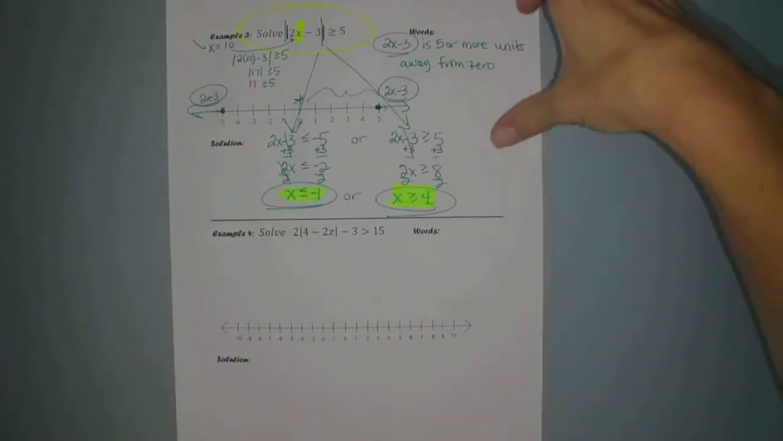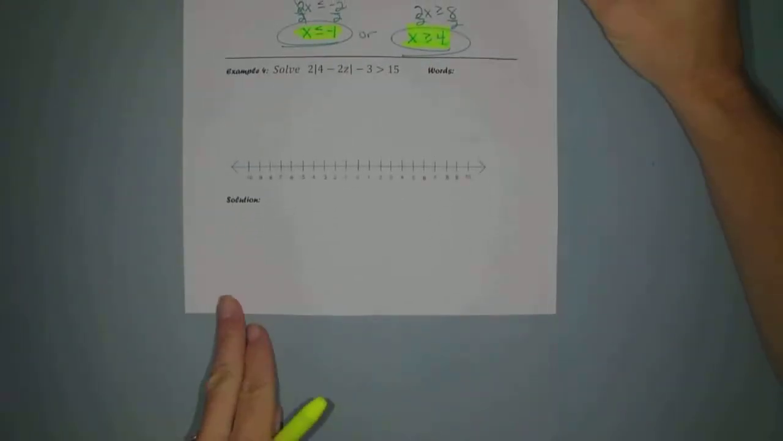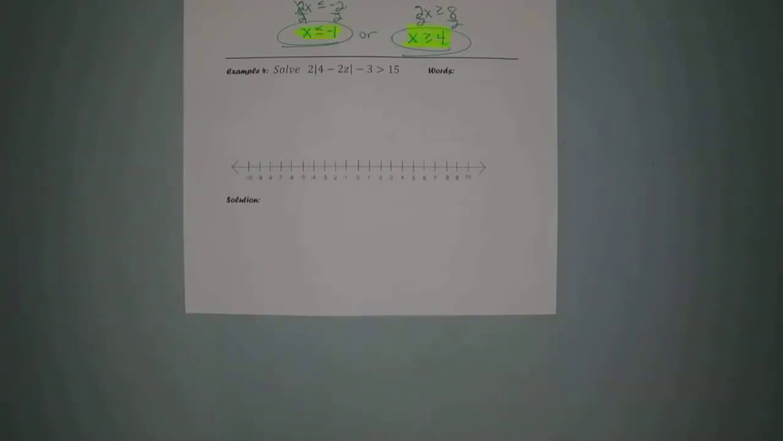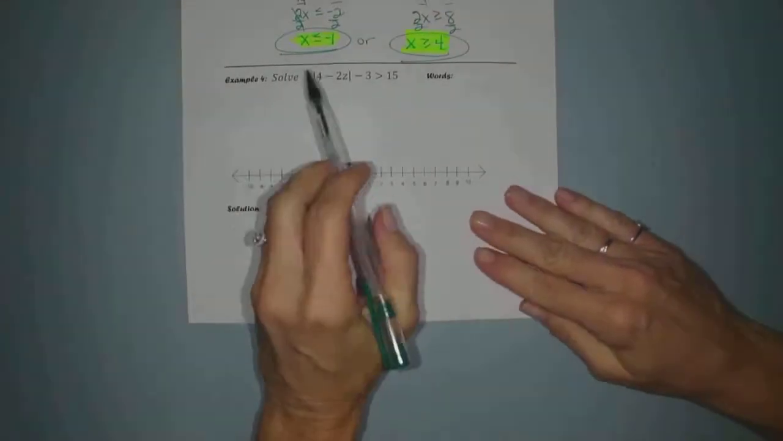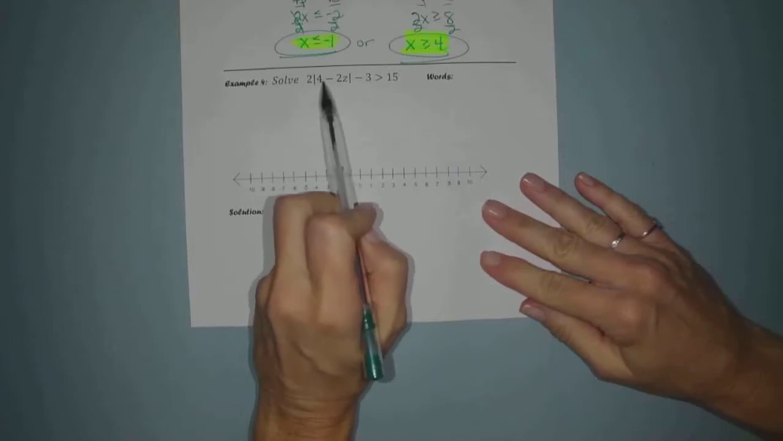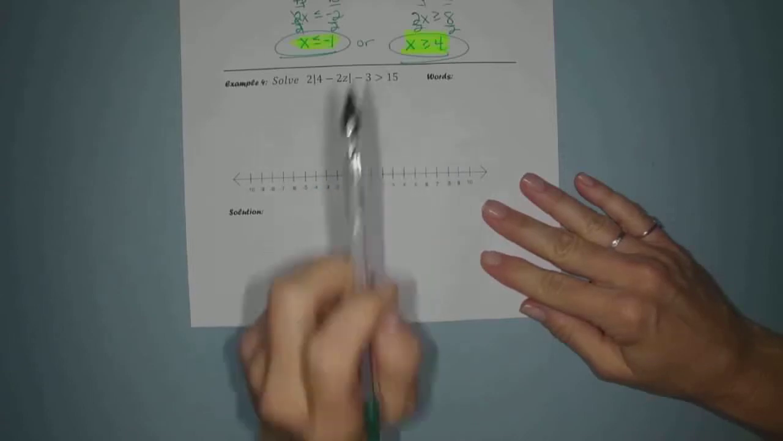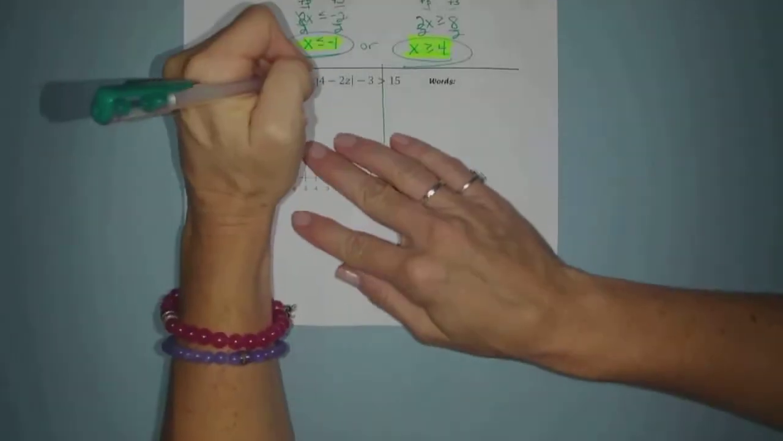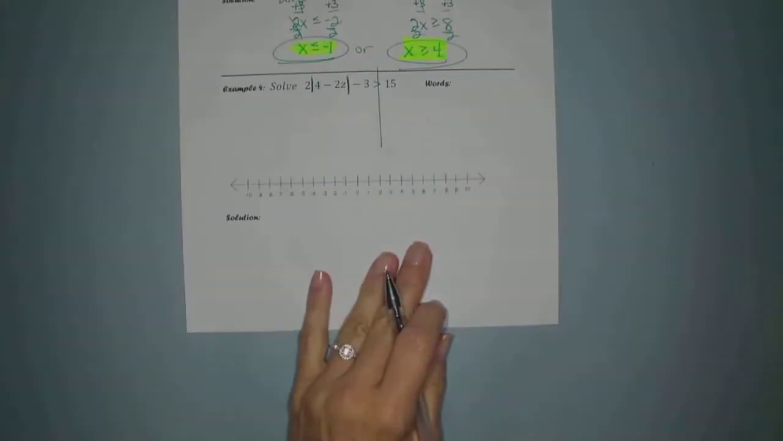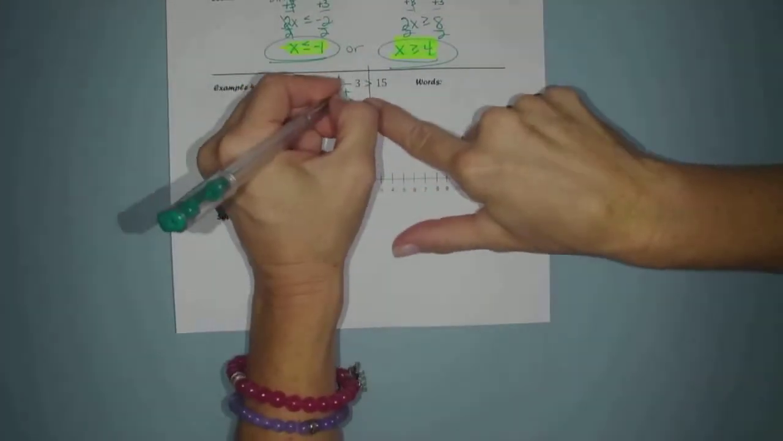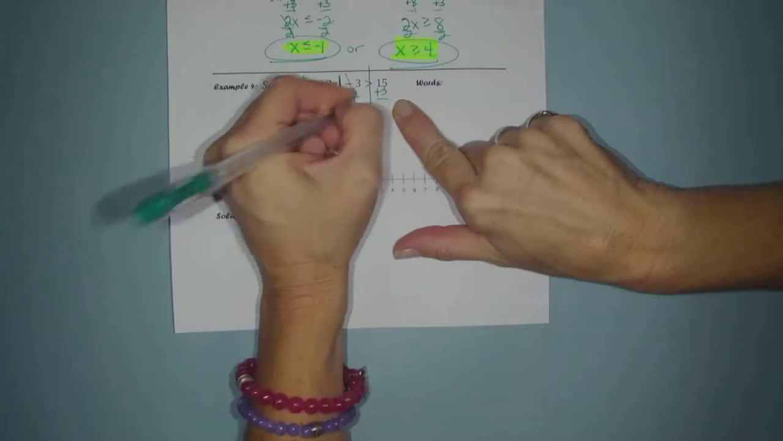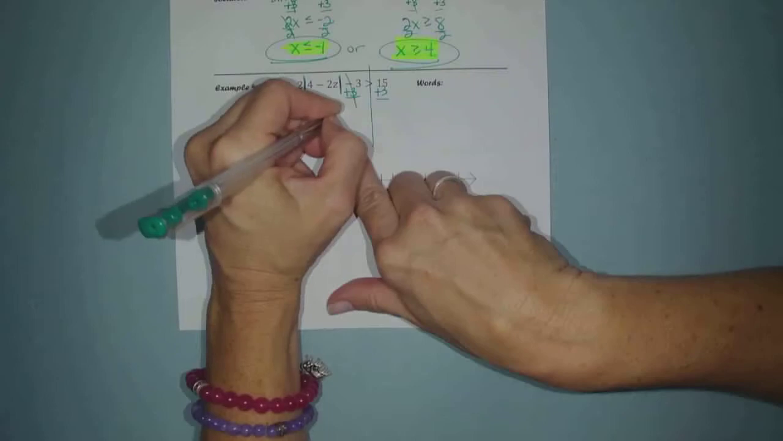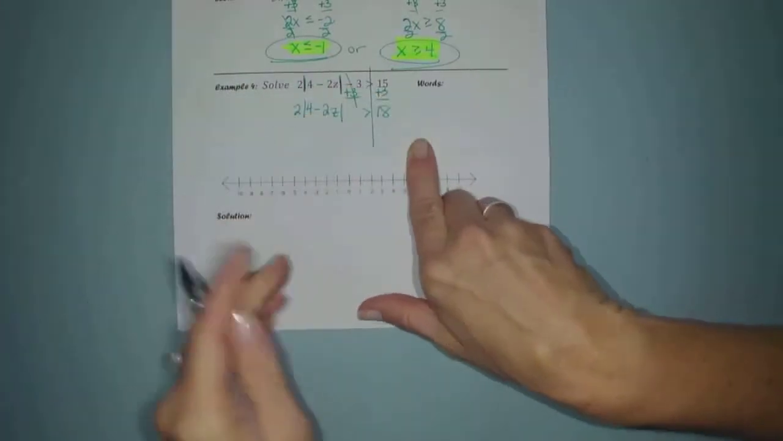And our last example, example 4. Oh boy, this has Uncle Joe and some cousins and some friends and brothers and sisters with it, so we're going to have to do some rearranging here. 2 absolute value of 4 minus 2z minus 3 is greater than 15. So you know what's got to happen here. We cannot do anything until the bars are alone. So let's get rid of Uncle Joe. Let's add 3. That gives us 2 times absolute value of 4 minus 2z is greater than 18.